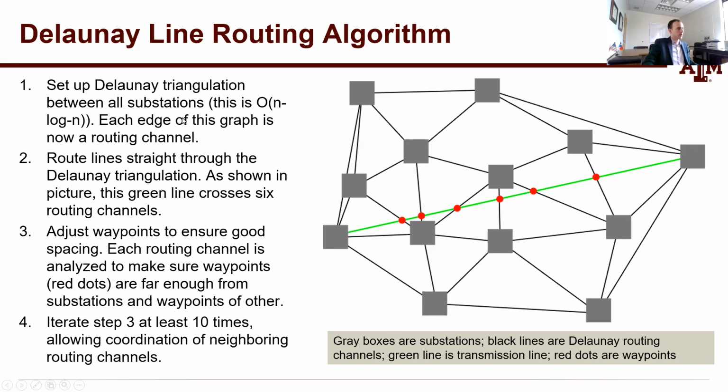It's basically you set up these routing channels with the Delaunay triangulation, and then you start by routing the line straight through the Delaunay triangulation, like I have shown here. And you connect them up with their routing channels, and then you kind of iterate through adjusting the waypoints to ensure good spacing. And there's some heuristics involved in this algorithm where you analyze to make sure that the waypoints are far enough from the substations and from each other. And so you keep the lines adequately spaced from one another and from the substations. And that's kind of the process of this Delaunay line routing algorithm.